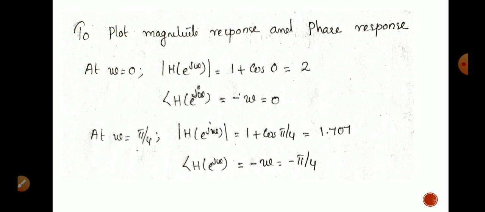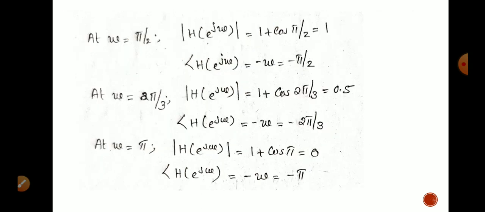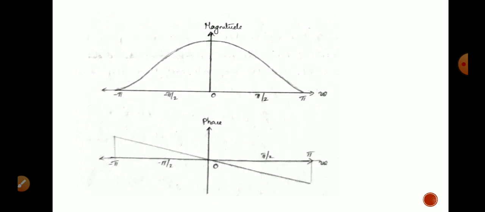At omega equal to pi by 4, magnitude equals 1.707 and angle equals minus pi by 4. Similarly, at omega equal to pi by 2, we get the magnitude as 1 and angle as minus pi by 2. At omega equal to 2 pi by 3, we get the magnitude as 0.5 and angle as minus 2 pi by 3. At omega equal to pi, magnitude equals 0 and angle equals minus pi. On plotting the magnitude response and phase response, we get the graph in this way.